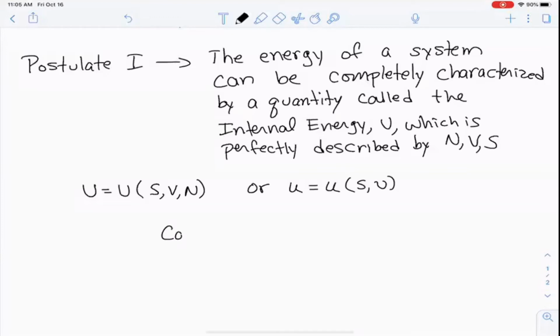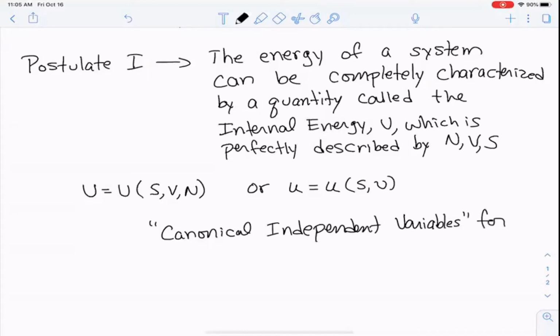Okay, and the thing that we mean by this is really that this concept of a canonical independent variable for our internal energy are S, V, and N. And what that means is that if we know the entropy of the system, the volume of the system, and the number of moles, not only do we know the internal energy, but we know all possible thermodynamic information. We could calculate the temperature. We could find the pressure. We could find the chemical potential. We could find all these other things if we knew that function.